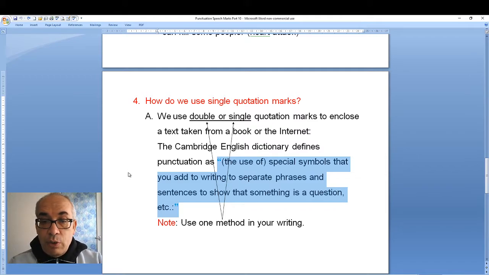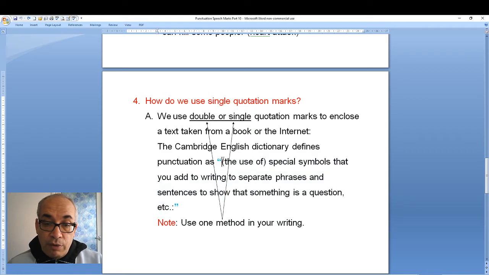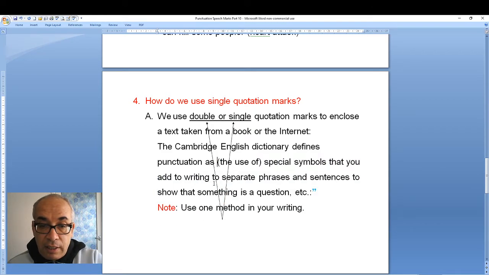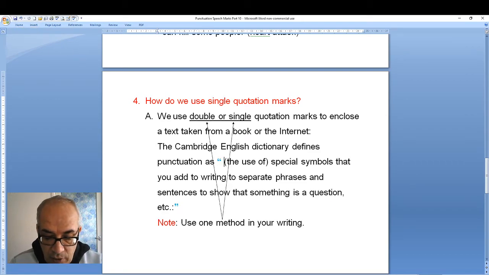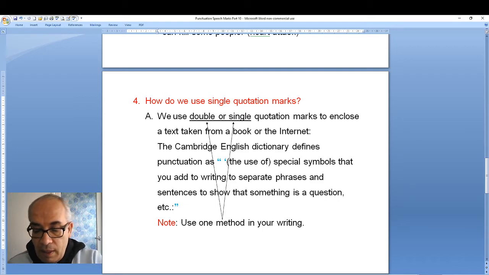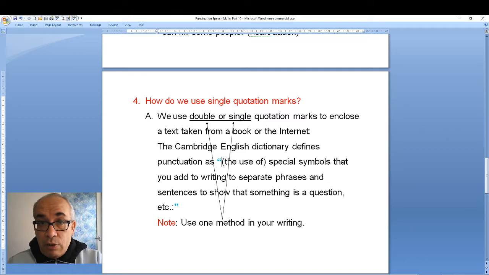So what do I do if you take a sentence from a dictionary? Before the sentence you use double quotation marks, after the sentence you use double quotation marks. You can use single quotation marks before here. You can use like this. This is single. Single is just one. This is single and this is double. Because you can use single and you can use double, it is better to think about double all the time.